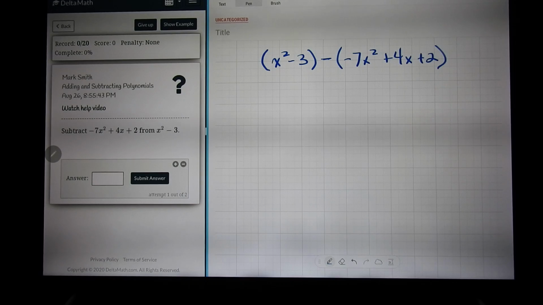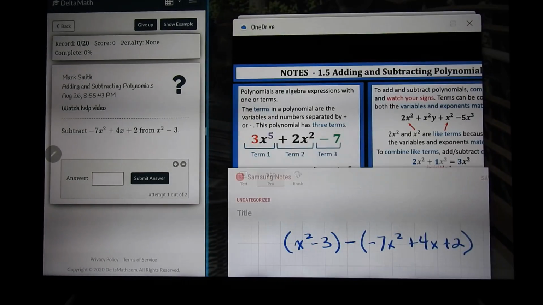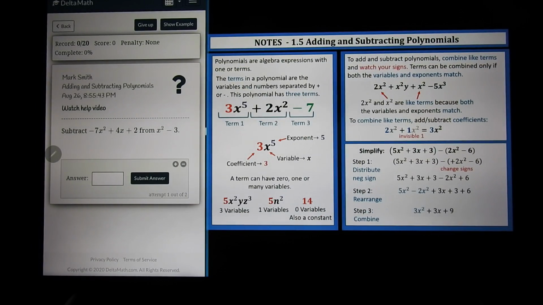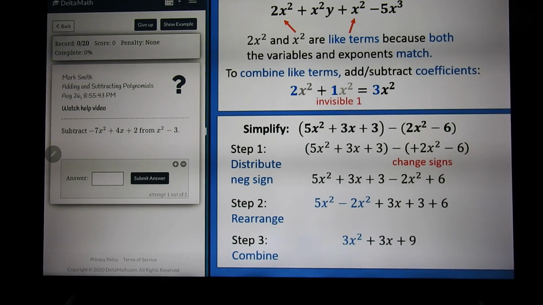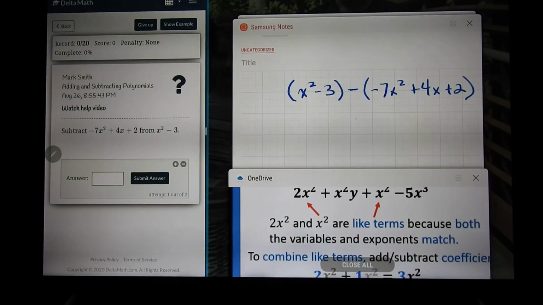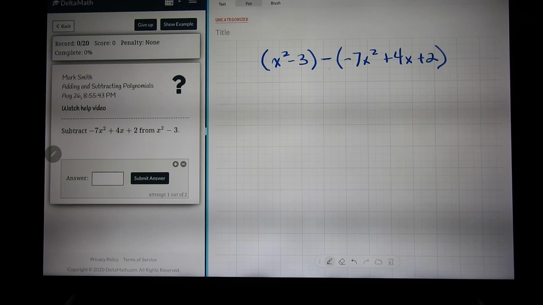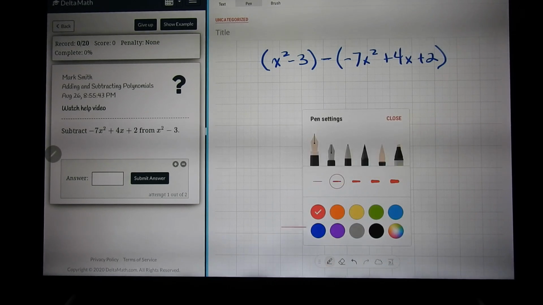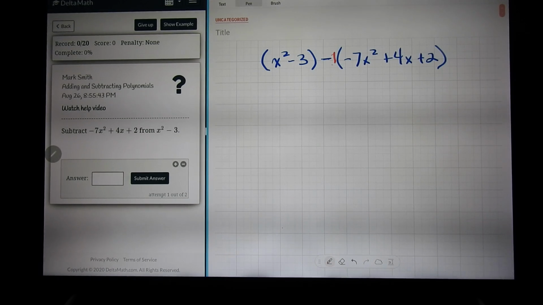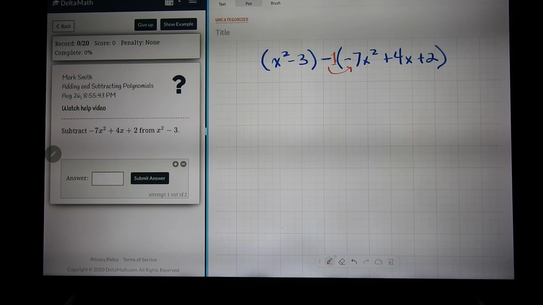Now remember what step 1 was. If we look back here, step 1 was distribute the negative. So when there's a subtraction, the first thing we need to do is distribute this negative. Remember that it's really a negative 1 that we have here. So we're going to multiply negative 1 times negative 7, and that's going to give us a positive.